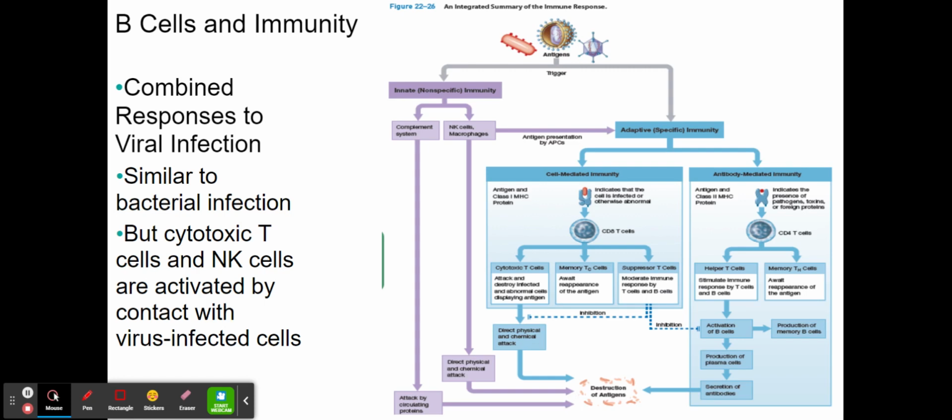The basic sequence of events is similar when a viral infection occurs. The initial steps are different, because cytotoxic T cells provide an adaptive defense and NK cells provide an innate defense.